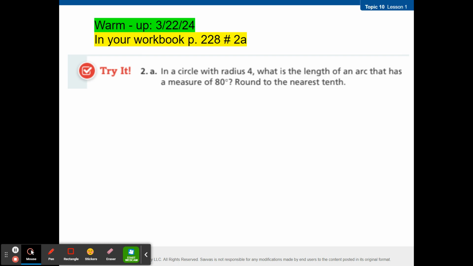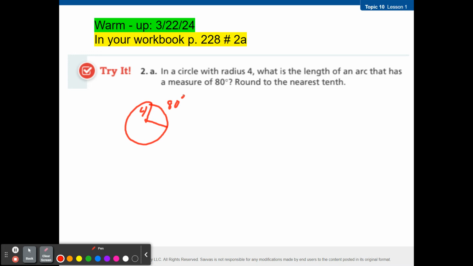Okay, how we doing? Show of hands who's still working on this one. Okay. So looking at number 2, it says in a circle with radius 4, what is the length of an arc that has a measure of 80? Round to the nearest tenth. So again, if we just wanted to draw a picture of this, here is our circle. We have a radius from here to here of 4, another radius right there, and they're telling us that the measure is 80 degrees.